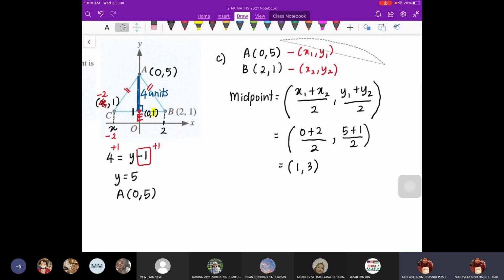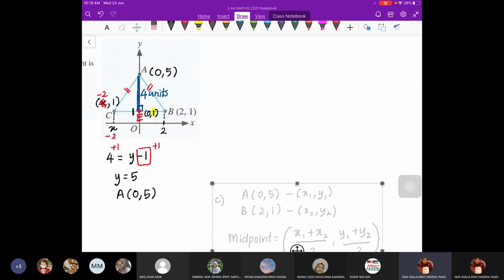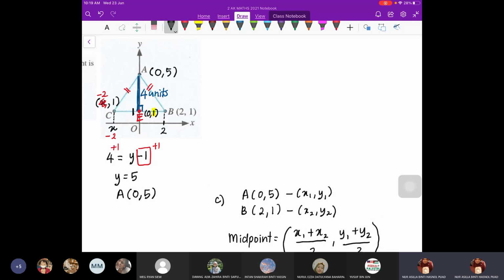Okay, I bring this a bit down. Bagi D. Okay, A is 0, 5. C negative 2, 1. Okay, label seperti biasa. X1, Y1. X2, Y2. So, dia nak distance.